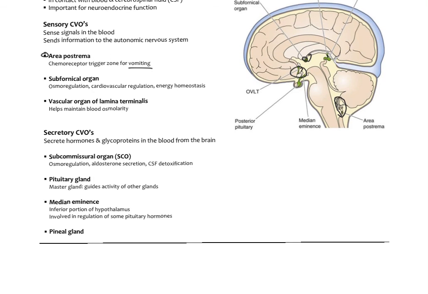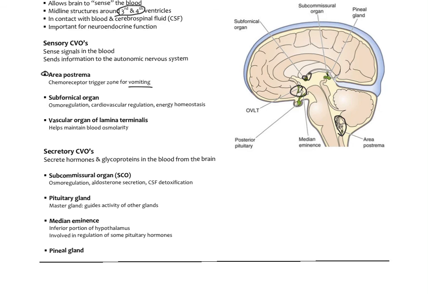They actually secrete hormones and glycoproteins, which act as hormones. Remember, those are sugar proteins, into the blood from the brain. And that would be the SCO, the subcommissural organ, and that's depicted here. That's involved in osmoregulation again, aldosterone secretion, which is one of your main hormones from your adrenal gland, which regulates blood pressure, and then detoxification of the CSF.